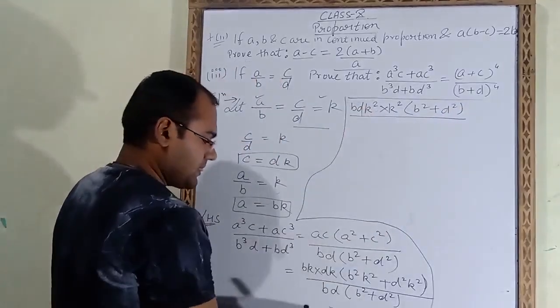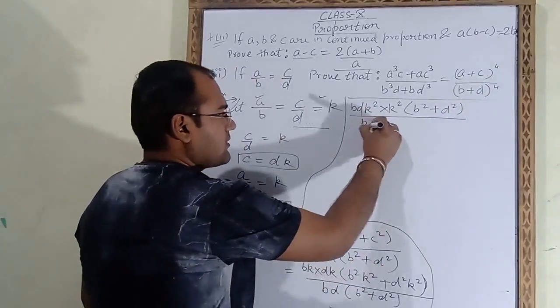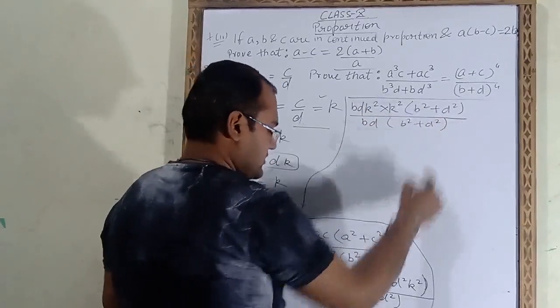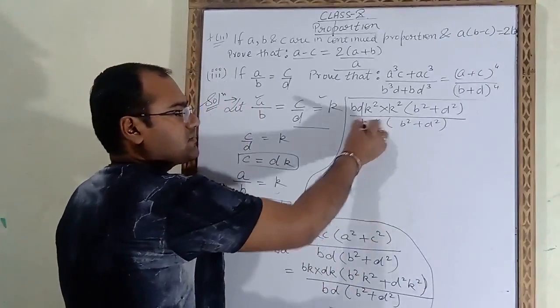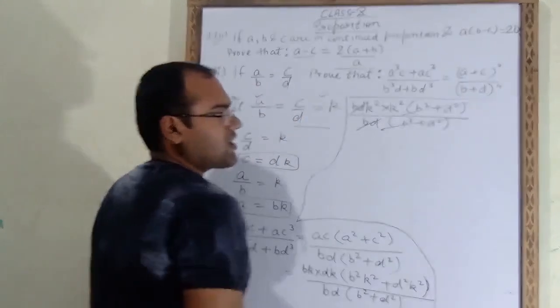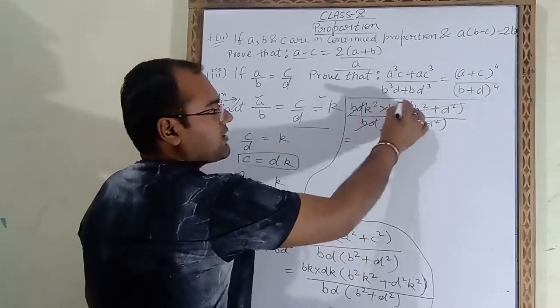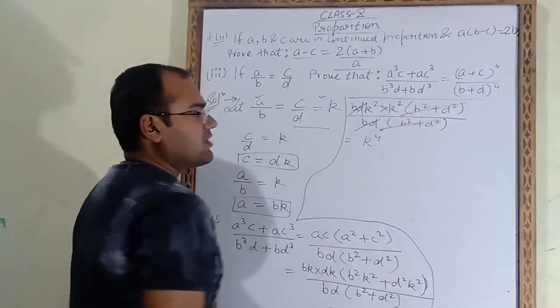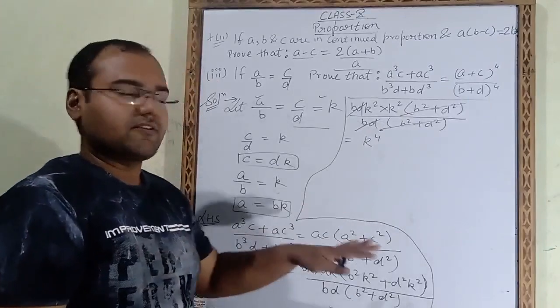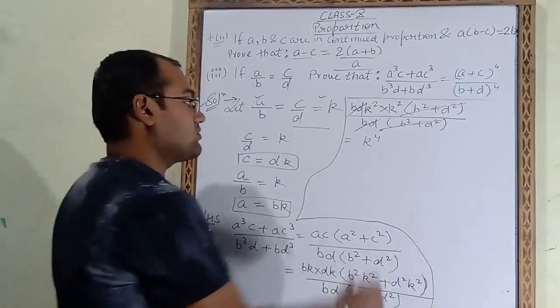upon BD bracket B square plus D square. Denominator we have to write as it is. This BD and this BD will get cancelled. B square plus D square and B square plus D square also will get cancelled. K square into K square answer will be K to the power 4. This is the answer of left hand side. We had solved left hand side. Now we will solve right hand side also.